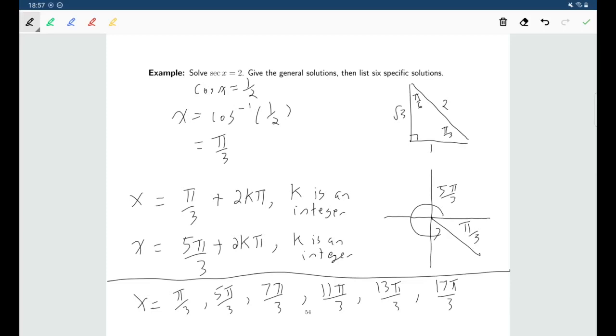Of course, there's lots of different answers here because this equation has infinitely many solutions. And those are the general solutions that we've given up front.